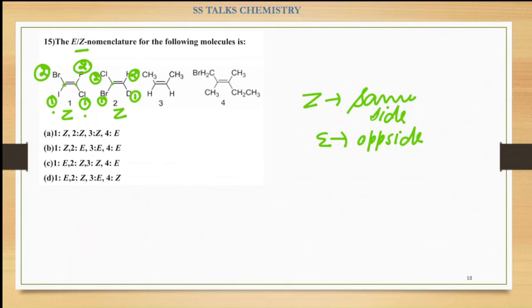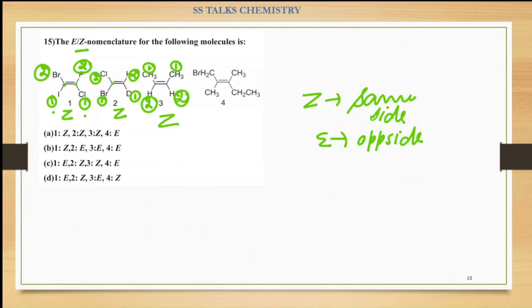Right? Now in the third molecule, the carbon has more priority as compared to the hydrogen, so this order will be followed. Again, here the methyl group will be present. So again, the higher priority groups are present on the same side. So this is my Z configuration.